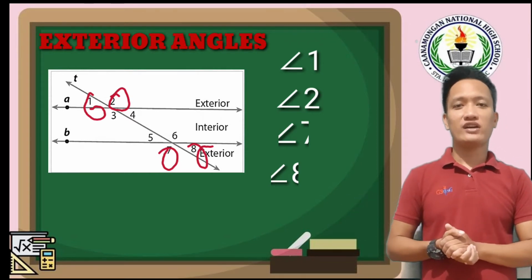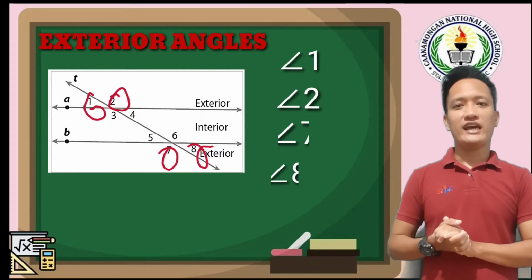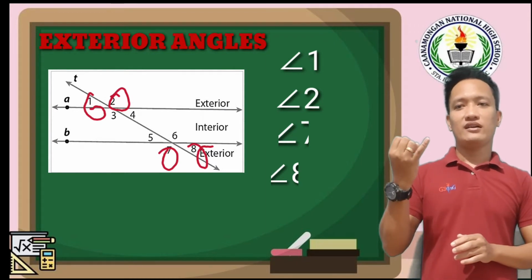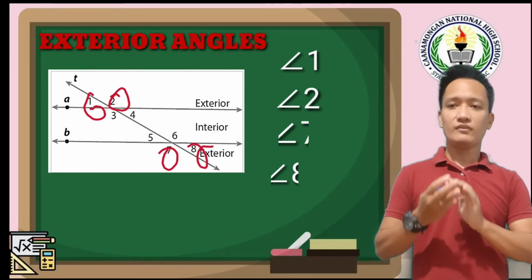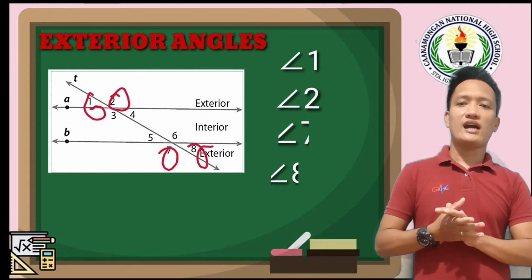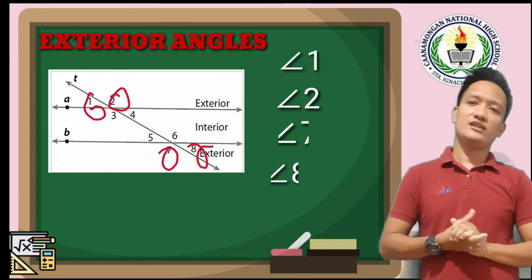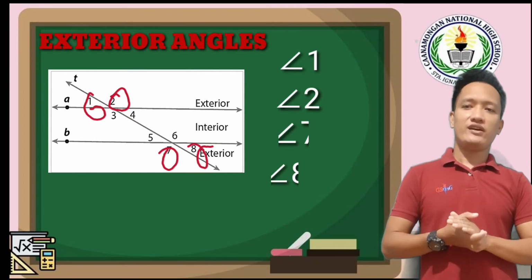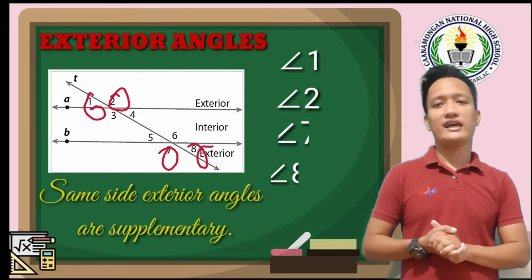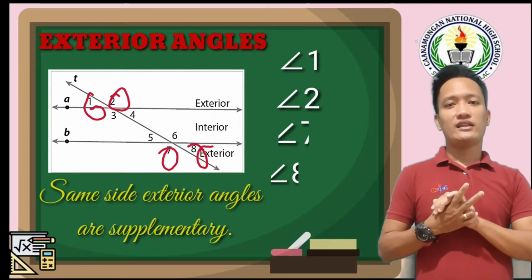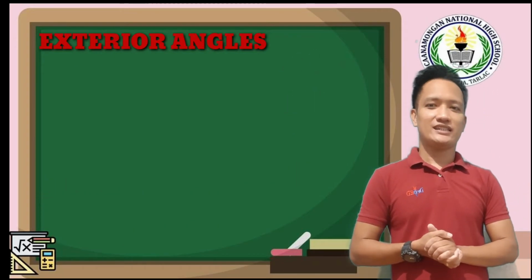So how many exterior angles do we have here? So we have 4 exterior angles. So what are they? They are angle 1, angle 2, angle 7, and angle 8. So tandaan din natin na kapag ang mga exterior angle ay nasa same side, ibig sabihin isa yung side nila, like for example, angle 1 and angle 7, so they are supplementary. So gaya kanina, pag sinabi natin supplementary, these are two angles that when we add them, their sum will be equal to 180 degrees.